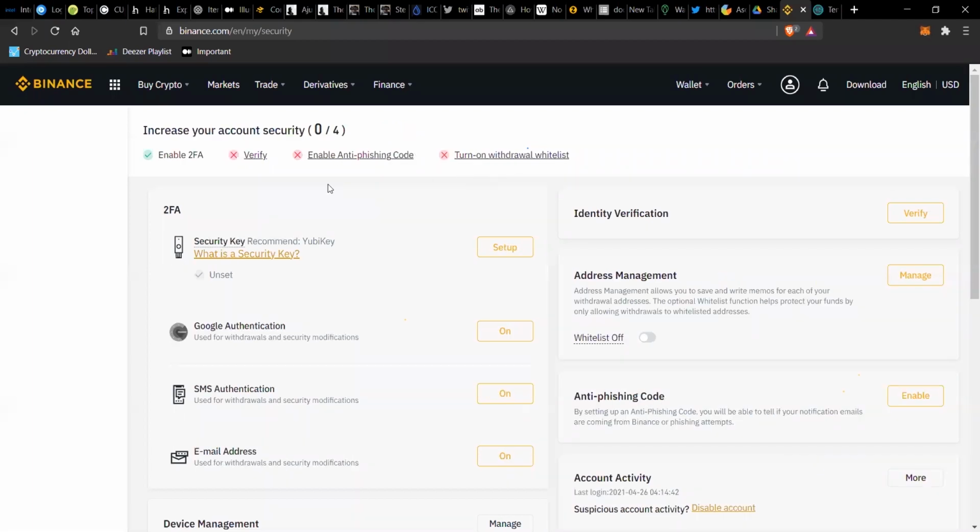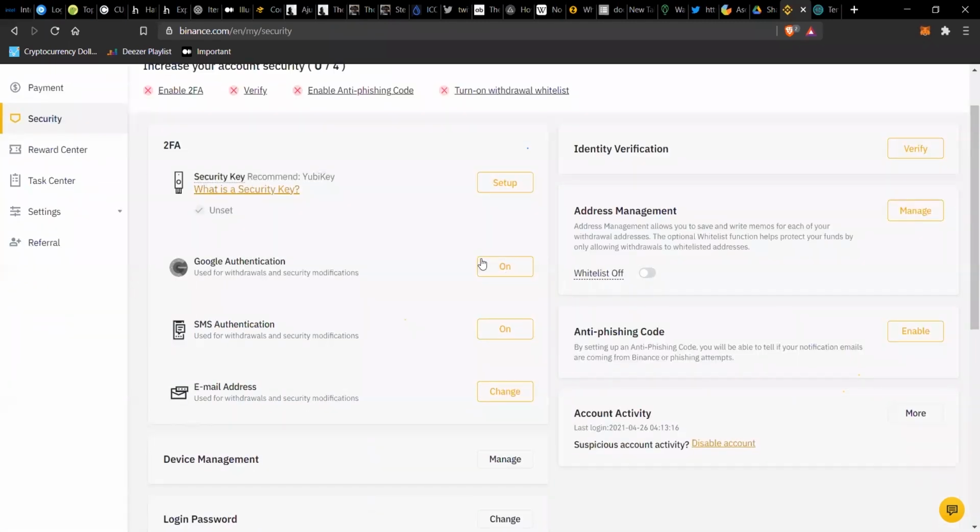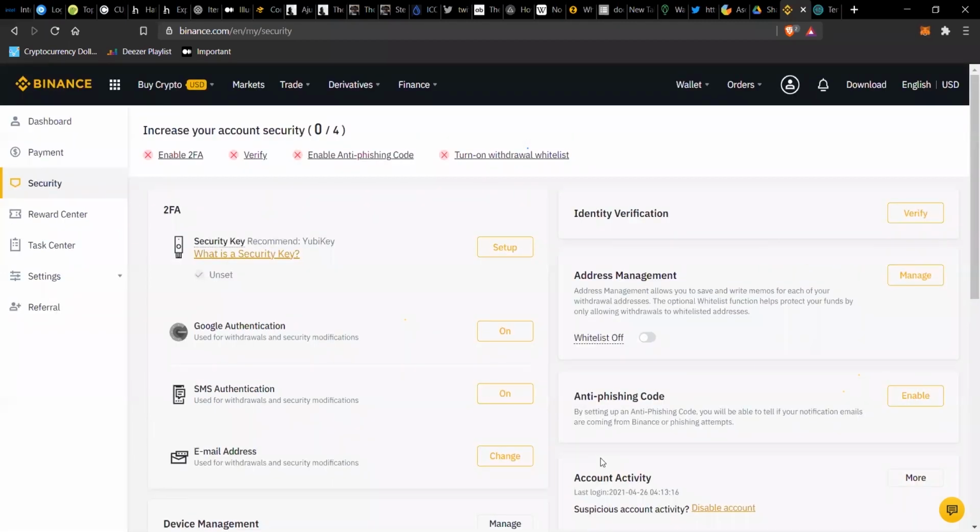So if you've opened your account before and you didn't get this screen or you've missed it, you go to security and then you enable two-factor authentication and you verify your email, and you are sure that your account will be secure. So come here and just make sure you do this so that you can be sure that your account is actually secure.